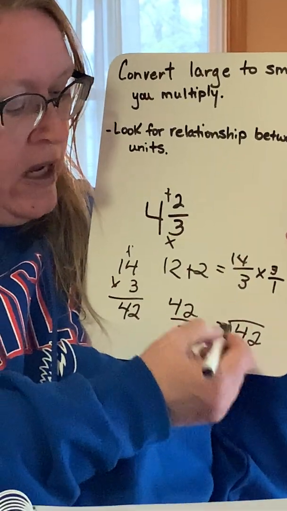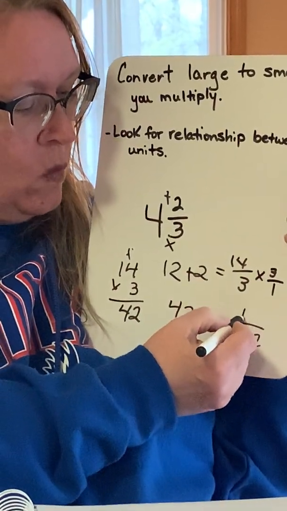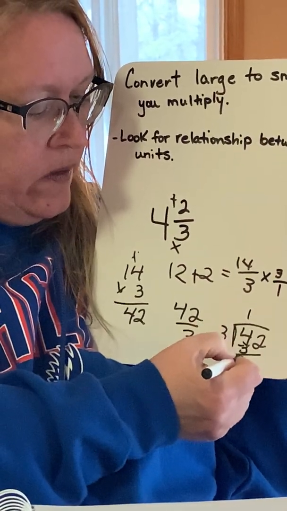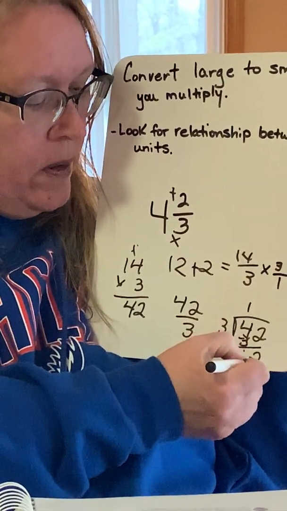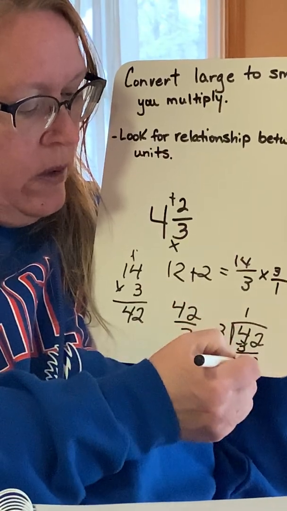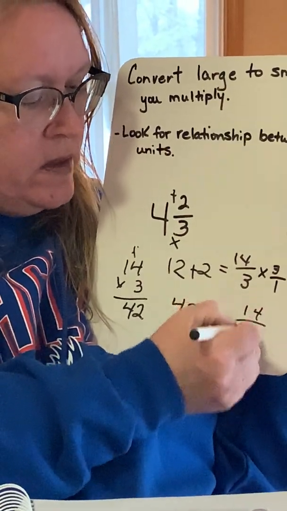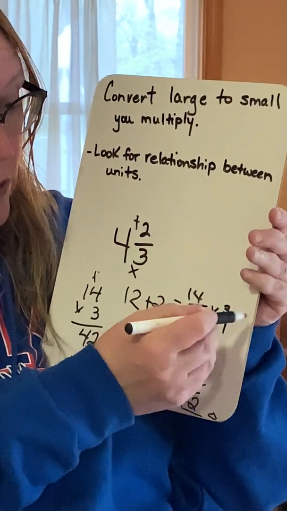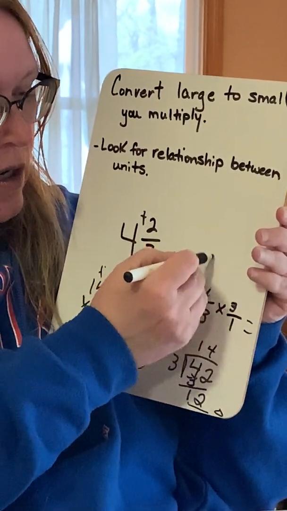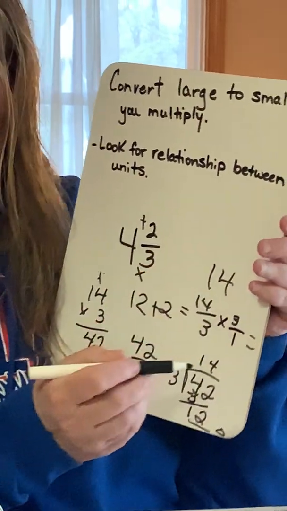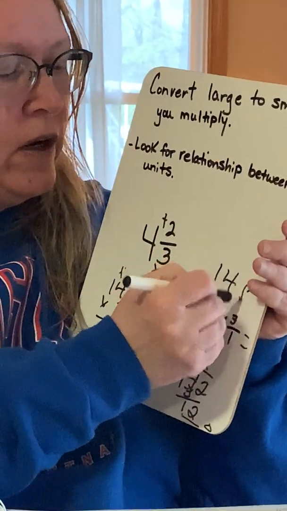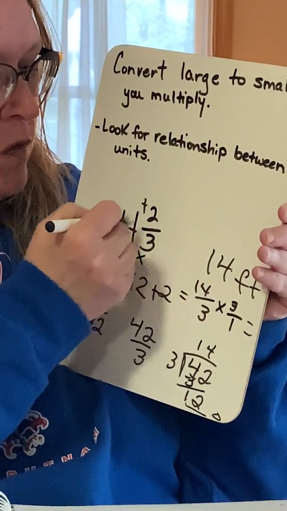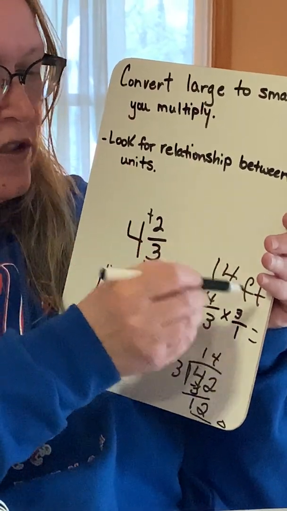But if you're going to just divide it, 3 goes into 4 one time. You get 3. You subtract. You drop. And 3 will go into 12 4 times. And that will leave you with no remainder. So the answer to your problem would be that there are 14 feet in your answer. Okay? To that problem of 4 2/3 going into feet.